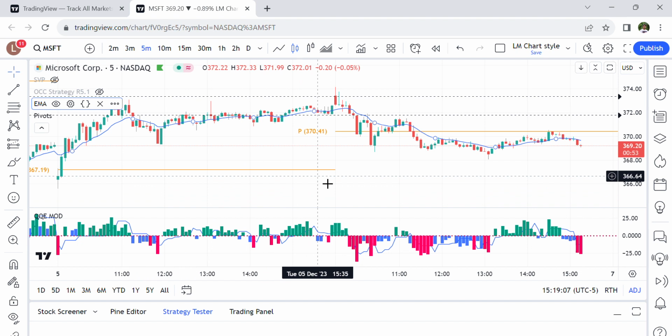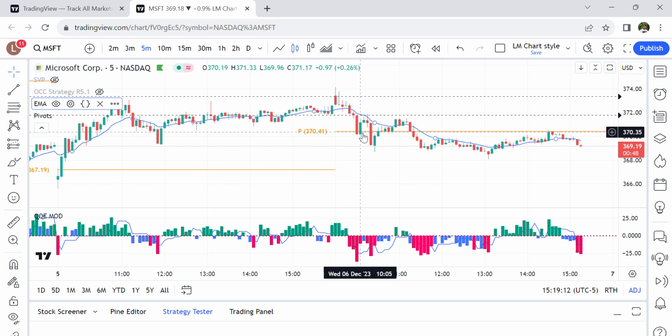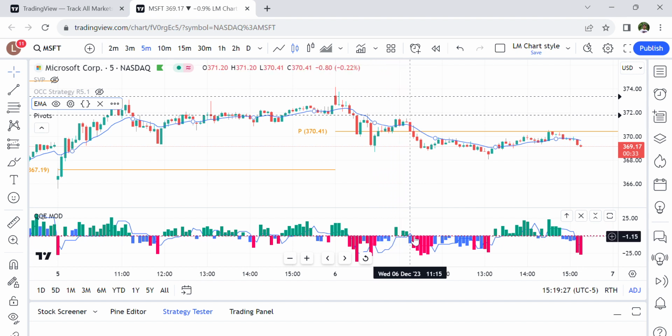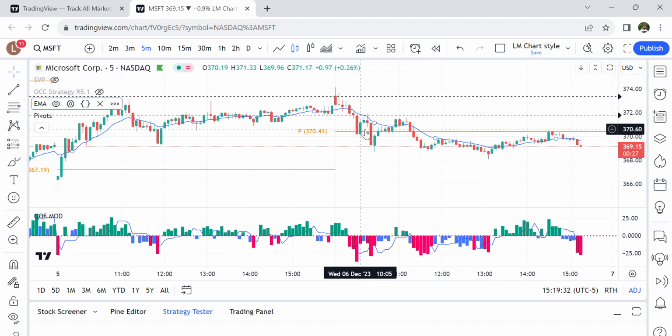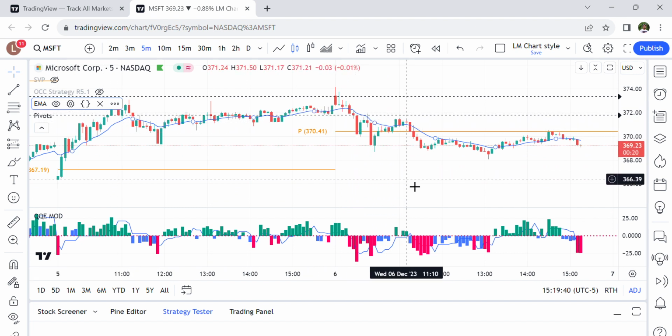So the idea is, in the morning, the first condition: as soon as the stock goes below the pivot point, we have to validate whether my QQE mod is also trading below the zero line. It can be red histograms or blue histograms, but histograms should fall below the zero line. This is another condition. And the third condition is obviously the stock should be below the EMA 13 line. This is my EMA 13. So when all these three conditions are met, we will enter into a trade.